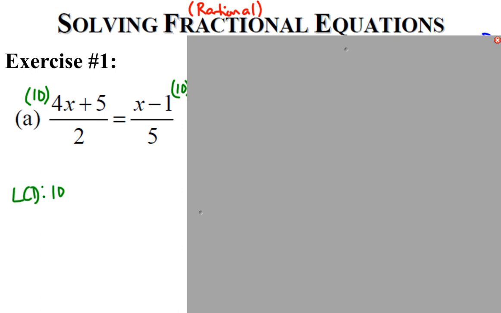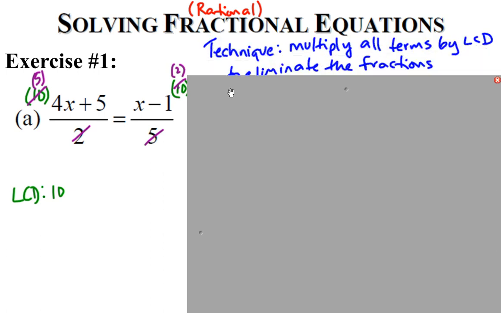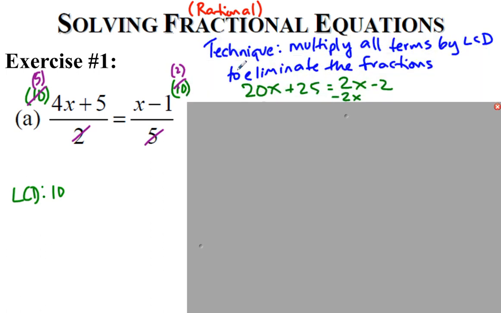The nice thing is the 10 divides out both the 2 and the 5. So 10 over 2 is 5, and 10 over 5 is 2. Then you just distribute the 2 to x minus 1 and distribute the 5 to 4x plus 5, and you get this. So we're going to multiply all terms by the LCD to eliminate the fractions. When you distribute the 5, you get 20x plus 25. Distribute the 2, you get 2x minus 2. Go ahead and solve this for x, and play the recording once you've done so.